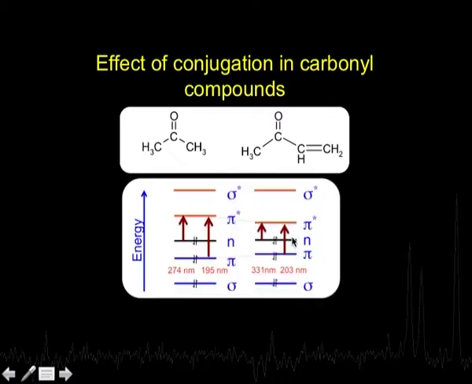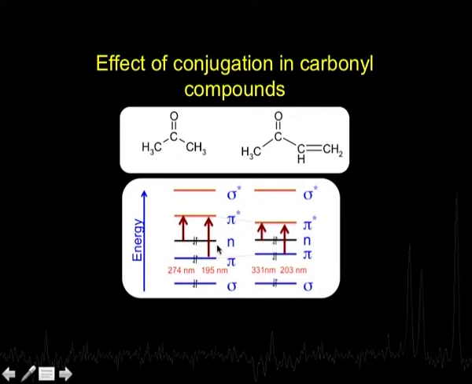In this case, this is the kind of energy level diagram we have here. When there is a conjugation, we find that the basic energy level diagram remains the same. But because of this conjugation, this pi becomes slightly higher in energy in the case of enone, and this pi star becomes lower in energy, whereas the non-bonding orbital remains of similar energy as it is in this case over here.